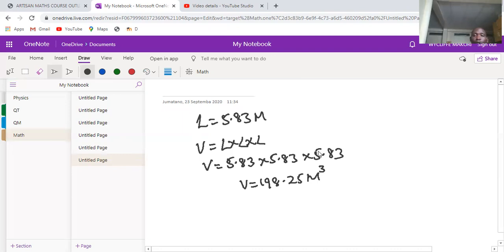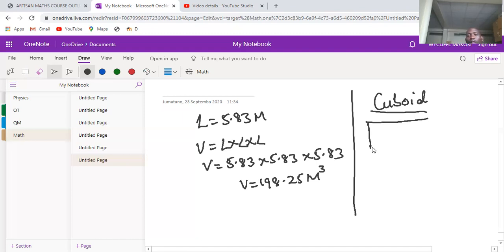Another solid that we are going to discuss is what we refer to as the cuboid. The cuboid also has 6 faces, but those 6 faces are not all equal, but those faces which are opposite of one another are actually equal. So it is a solid that has got this shape.